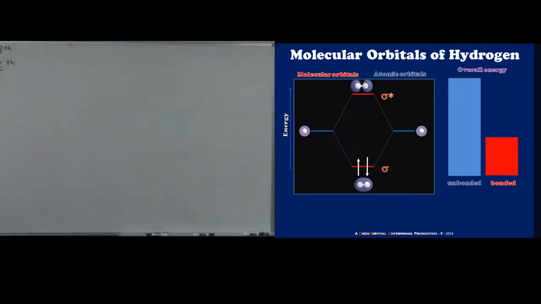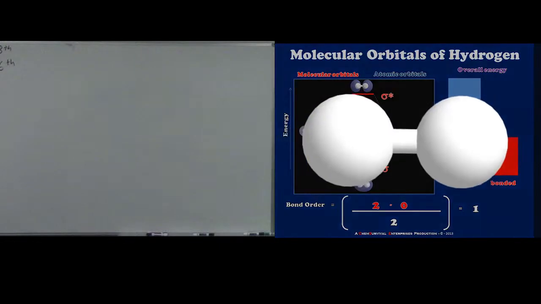Furthermore, I can calculate the order of the bond simply by taking the number of bonding electrons, subtracting the number of antibonding electrons, and dividing by 2, of course, to acknowledge that there are 2 electrons involved in each chemical bond. So in this case, I have 2 bonding electrons in the sigma molecular orbital and 0 electrons in the antibonding sigma star. This allows me to predict that the hydrogen atoms are joined by a single bond.